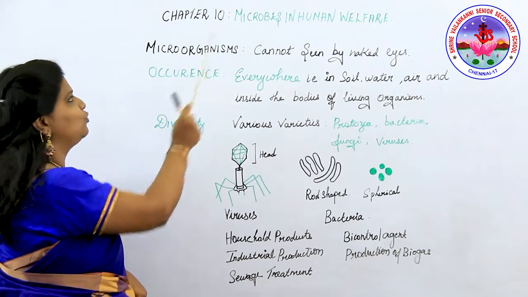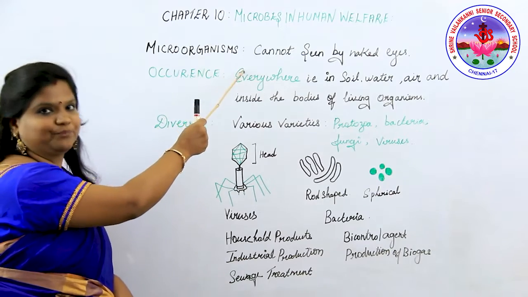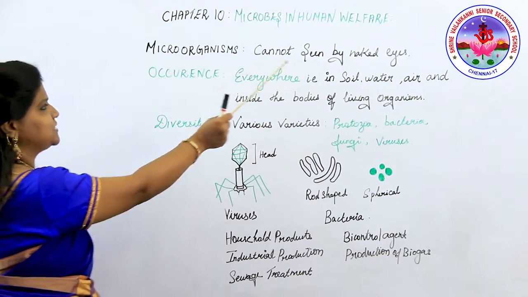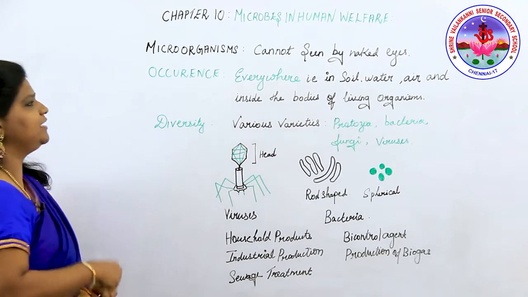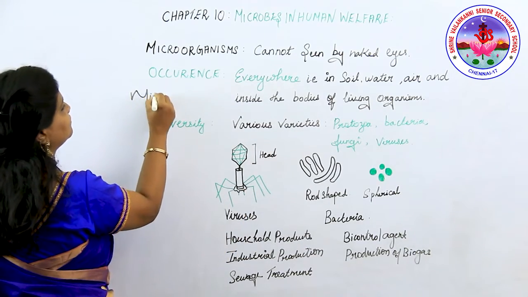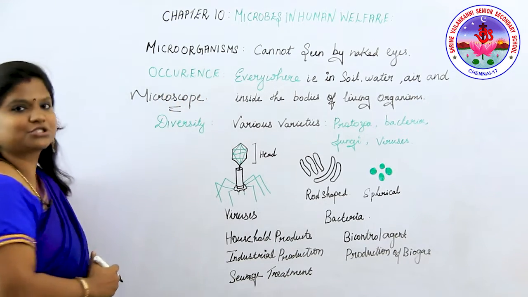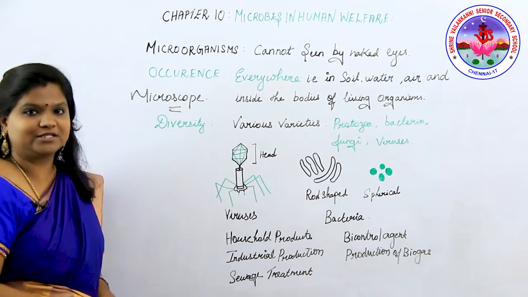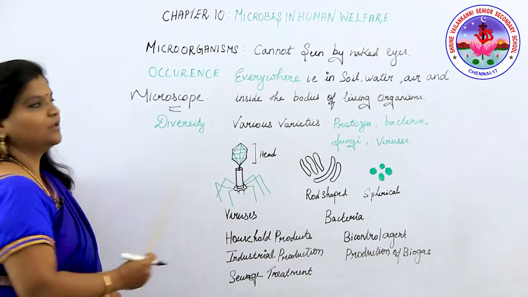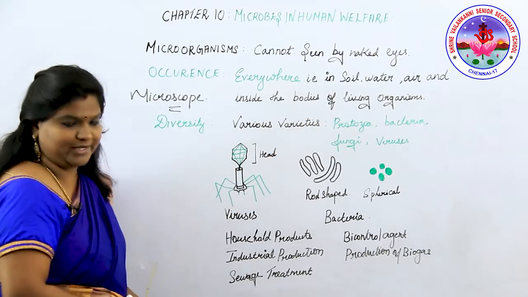So first we study what a microbe is. First you want to know the term microorganism. Micro indicates tiny, small, so it cannot be seen by the naked eye. We need an instrument to see microorganisms, called a microscope. It is an instrument used to study microorganisms. Okay, so where do they occur? They occur everywhere: in soil, water, air and inside the bodies of living organisms.